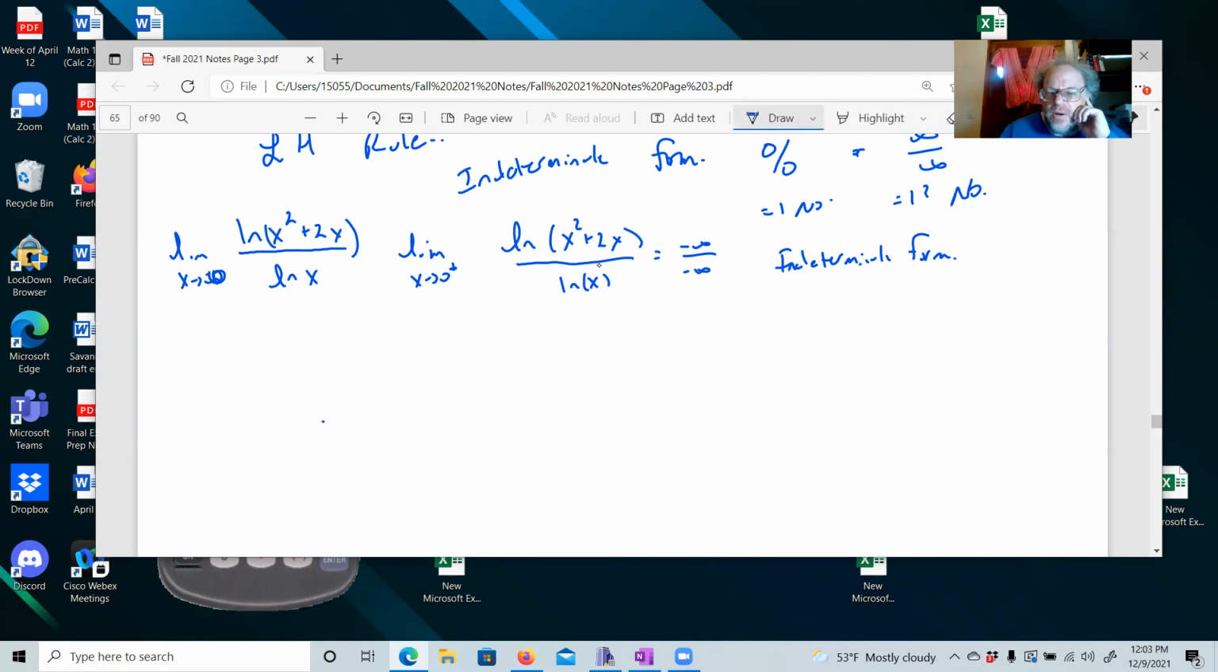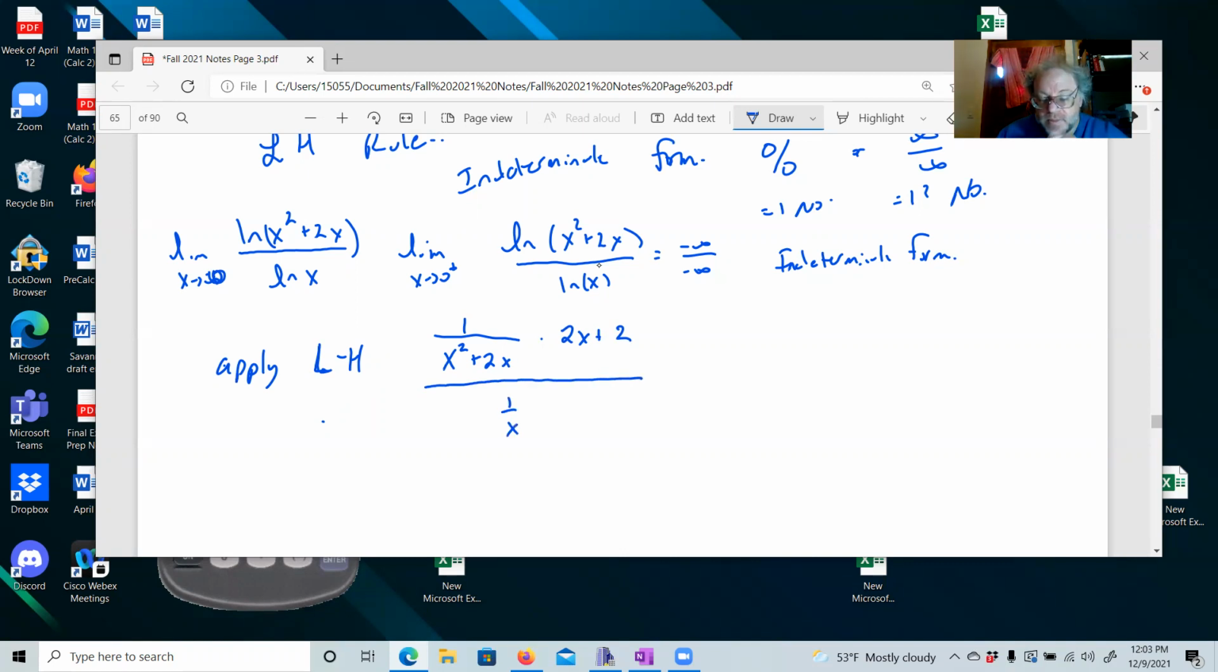So we apply L'Hopital's. What are we going to have here? What's the derivative of the natural log function? It's 1 over, right? So we have 1 over x squared plus 2x, times the derivative of the inside. What is the derivative of this piece here? This is just 2x plus 2. Now, what's the derivative of the bottom? It's 1 over x.